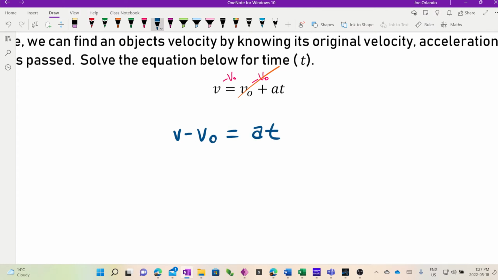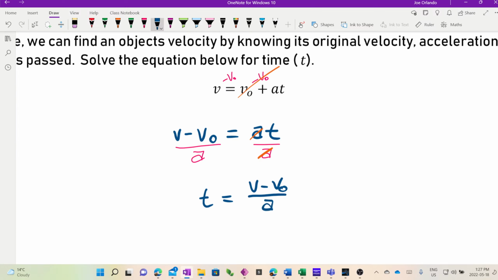What next? Yeah. V minus VO over A is equal to T. Good, because what did you do next? I divided by A. Yeah, you said I'm going to divide this side by A, and I'm going to divide that side by A. And here, those will cancel, and we end up with T being equal to V minus VO over A.